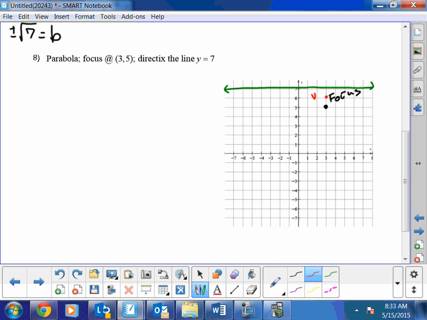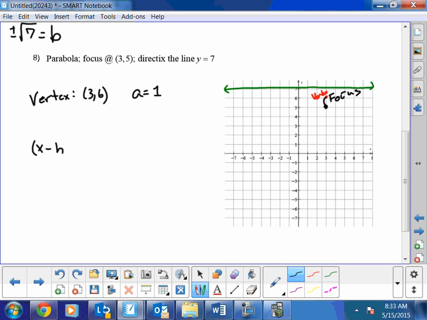Now, this is my vertex. The reason I knew that is because, remember, it's the same distance, which means a couple of things. First of all, that means this is just the distance of 1 on either side. a is 1. The other thing is that now I can find out what value my vertex is, which is 3, 6. So my vertex is 3, 6.